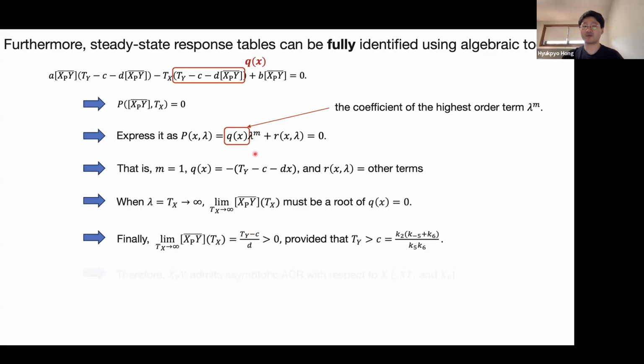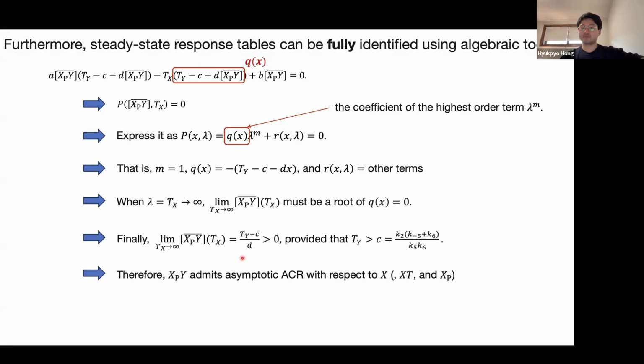So what we did here, instead of deriving this function as a function of t sub x for all values, we just examine the value of this function when the input argument t sub x goes to infinity. And this is generally applicable as long as we have this implicit function. That's how we can show that xpy admits asymptotic ACR with respect to x. And the same argument can go for any entry on the table.